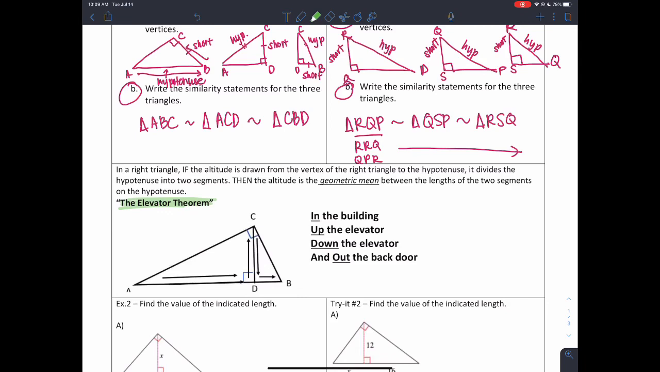So let's walk through it. For the elevator theorem, you have to have an altitude. This could be a number or an x. So as long as you have that altitude value or you're trying to find that value, you can use this method. So this elevator theorem is kind of like a story.